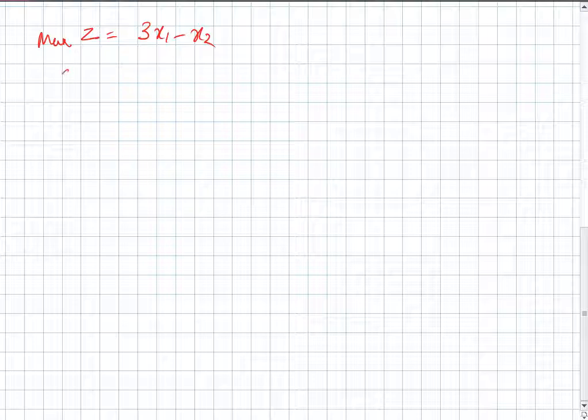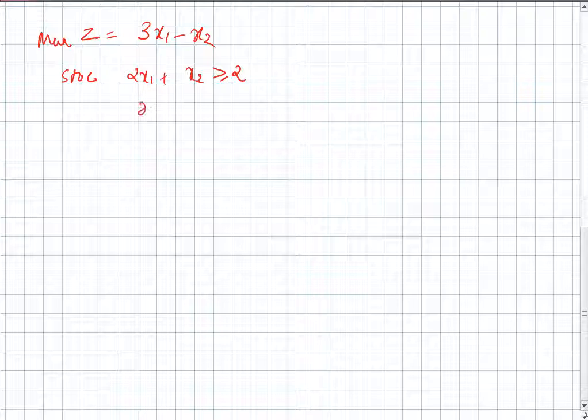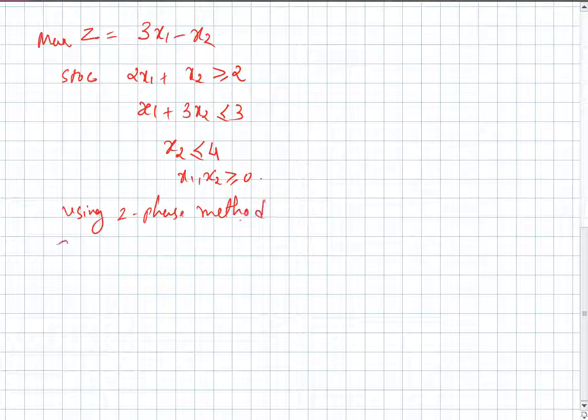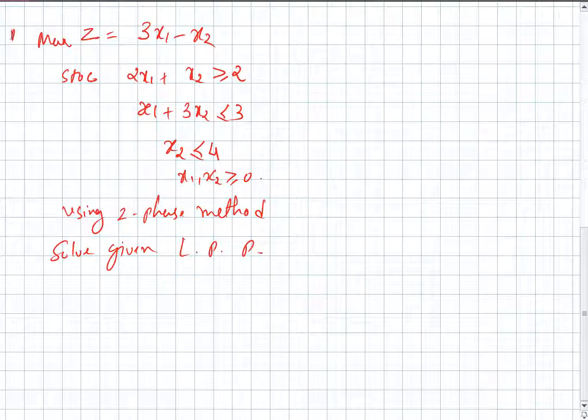Let the given linear programming problem be: maximize z = 3x1 - x2 subject to constraints 2x1 + x2 >= 2, x1 + 3x2 <= 3, x2 <= 4, and x1 and x2 are greater than or equal to 0. Using the two-phase method, solve the given linear programming problem. That is the given problem.